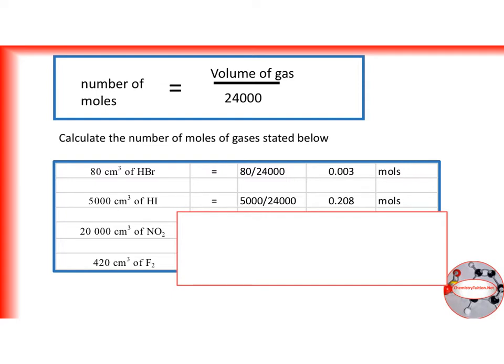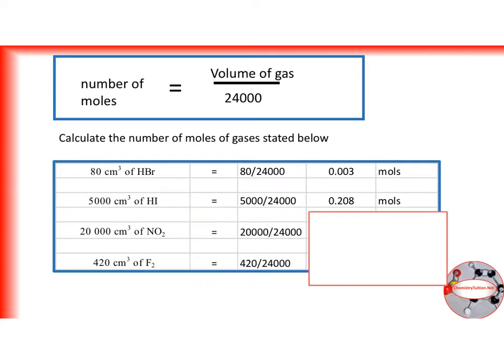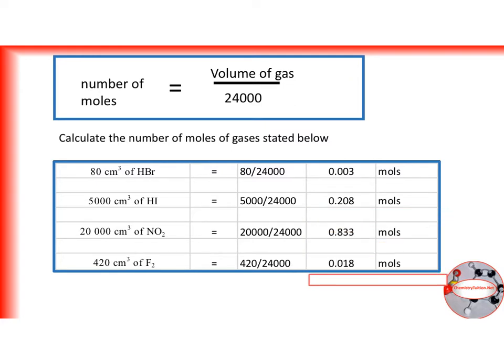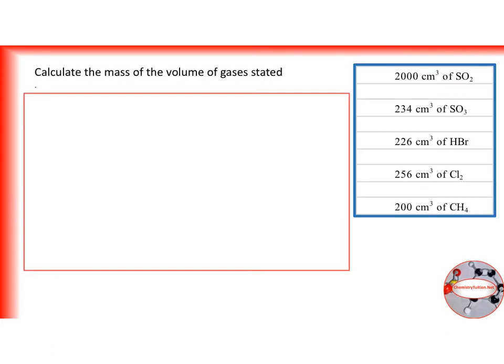So have a go at the other two. And again, you don't need to know what gas it is, but the first one is NO2 and the second one that you're going to do is F2. We'll carry on with the video when you've finished. Okay, so let's go through that. We're just going to divide both those volumes by 24,000. And for NO2, we get 0.833 moles. And for F2, 0.018 moles.